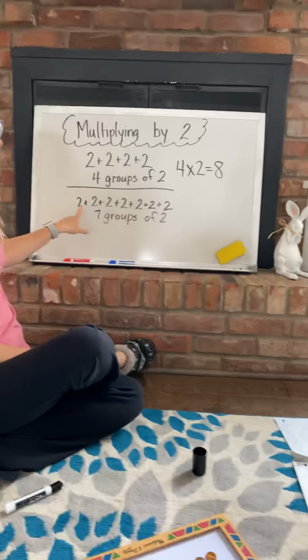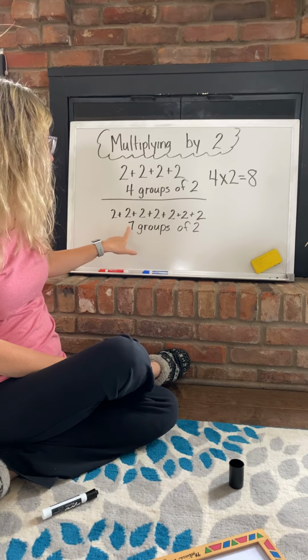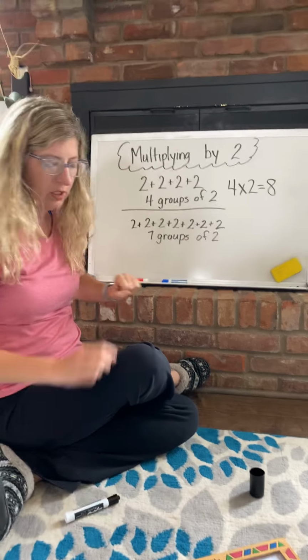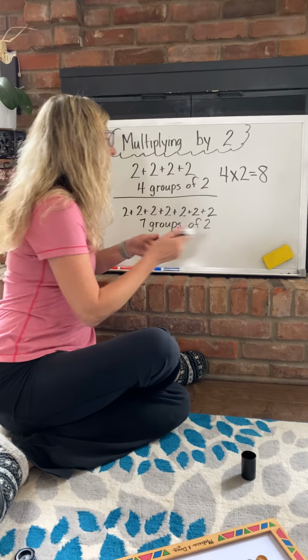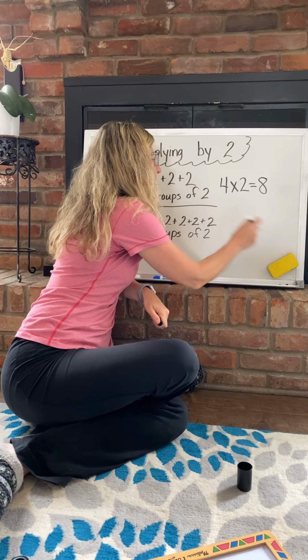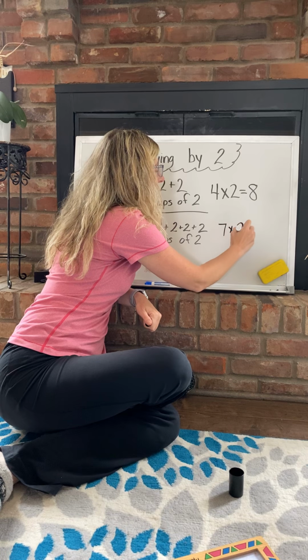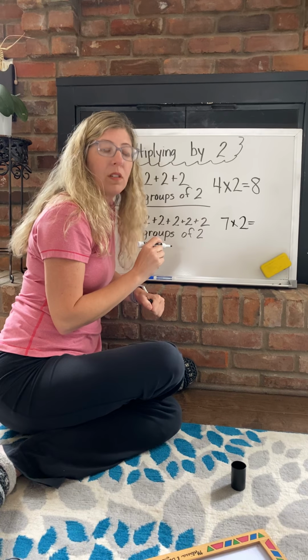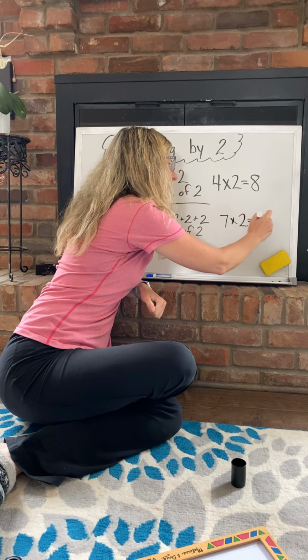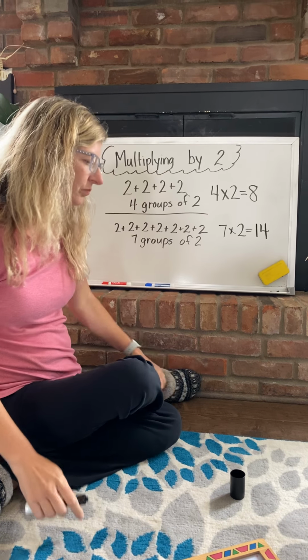Come look up here. We have 1, 2, 3, 4, 5, 6, 7 groups of 2. 7 groups of 2. Or we can write the symbol that mathematicians use for groups of. Oh, we're not going to put 4. We're going to put 7 groups of 2. And you guys told me that was 14 pennies when we did it just a minute ago. So 7 groups of 2 is 14.